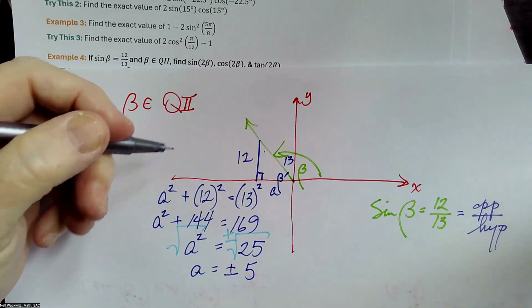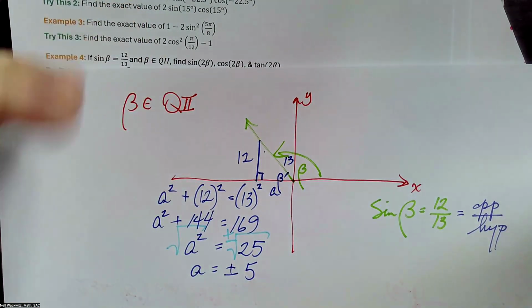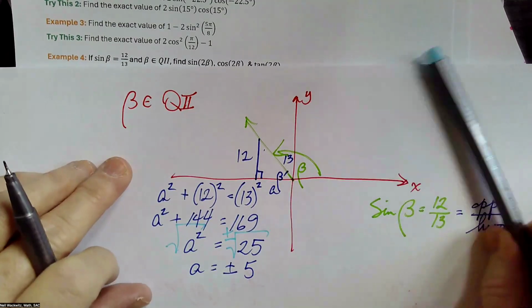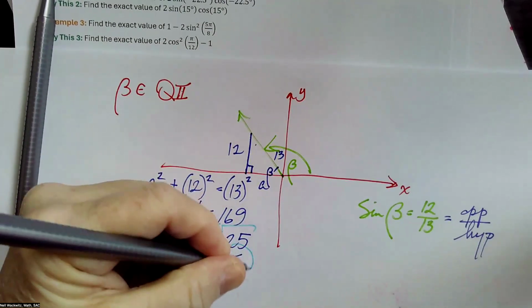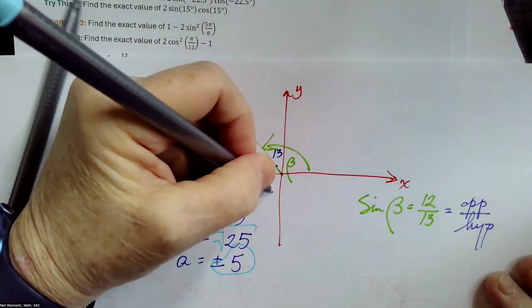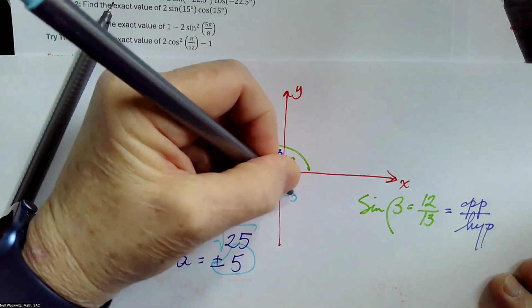And in quadrant 2, is A positive or negative? Keep putting answers in the chat because that's really good. That helps. Good. So in quadrant 2, A is negative. So we know that A is -5.